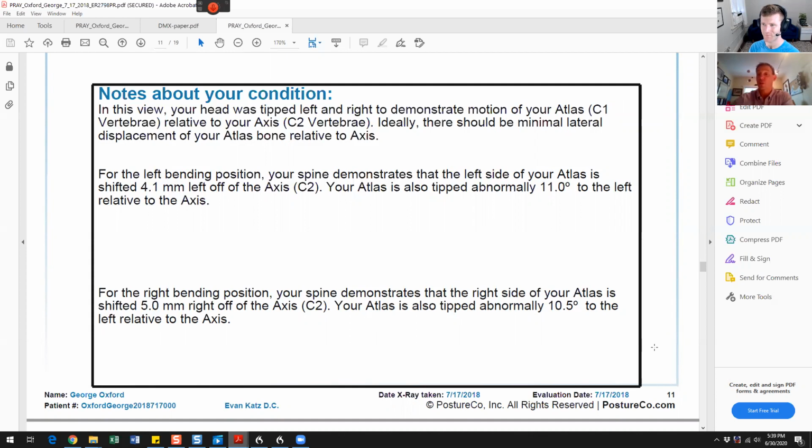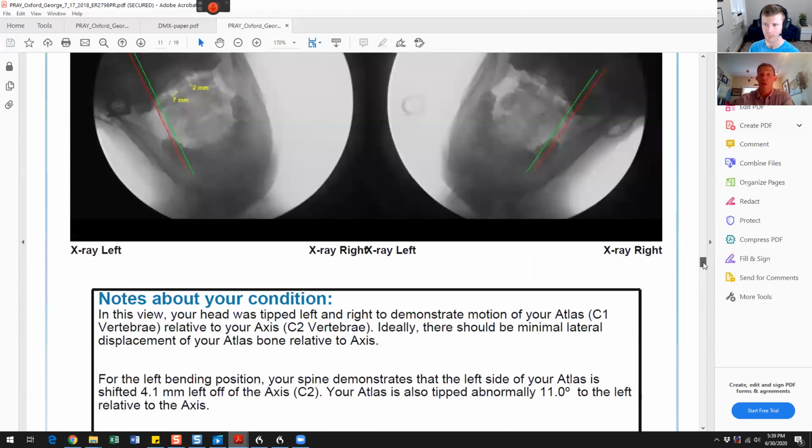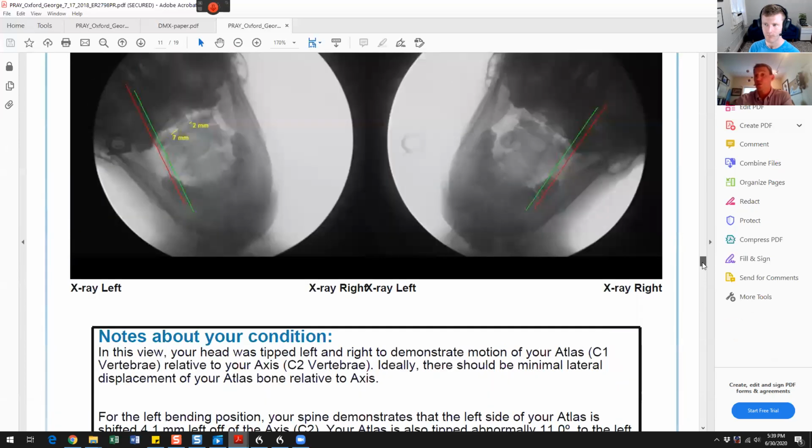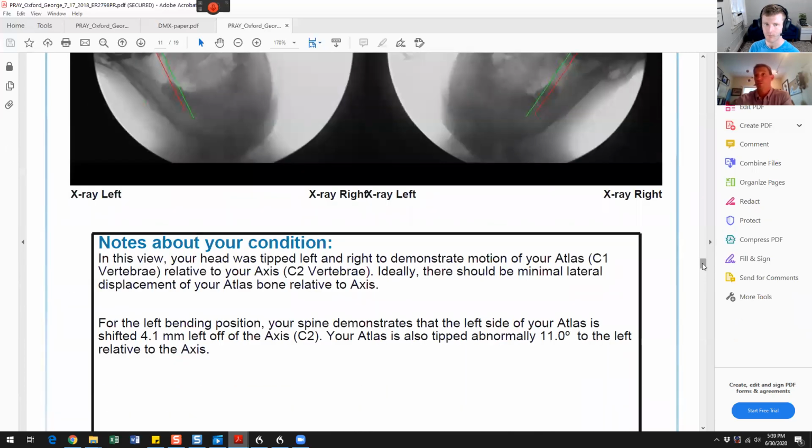So that's how we start to establish if there's instability at not just the upper cervical spine, but the rest of the spine as well. So you can not just get your upper cervical spine treated, but you get the rest of it treated as well if there's issues, and look to see how they all correlate and work together from a mechanical perspective.